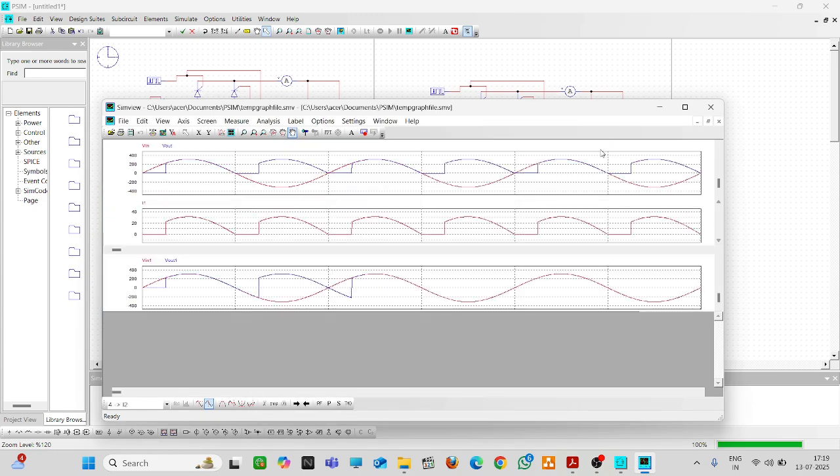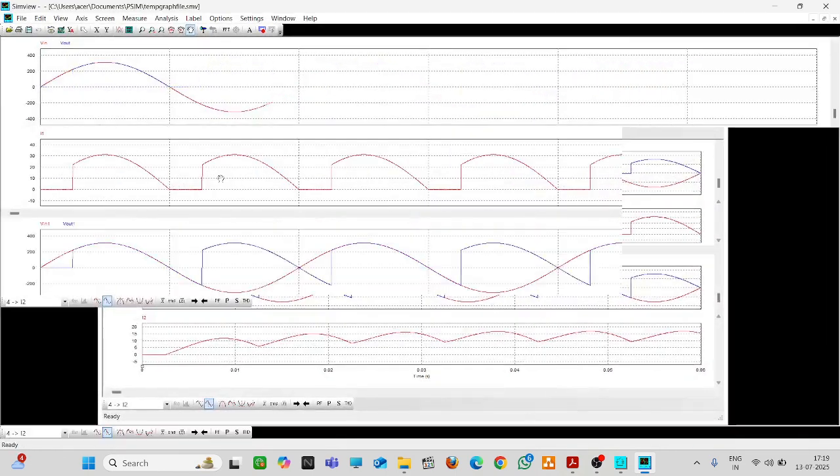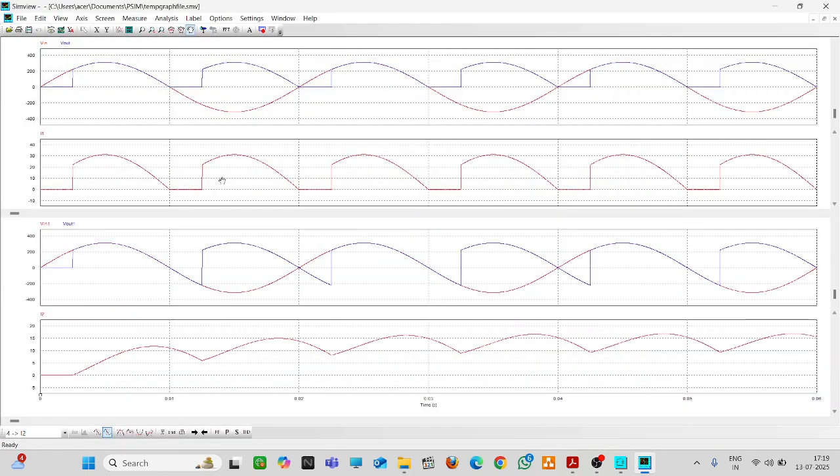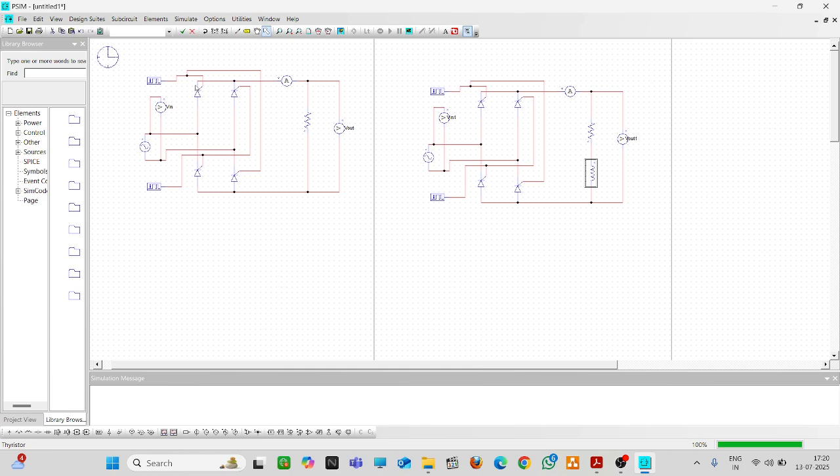So you can see that in this way, you can simulate the waveforms for the R and the RL type of load. Now, you can also calculate the voltage across a switch and the current through a switch. Whatever waveform you want to obtain can be easily checked using the voltage probe and the current probe.